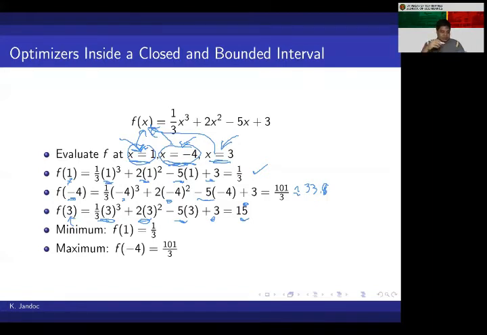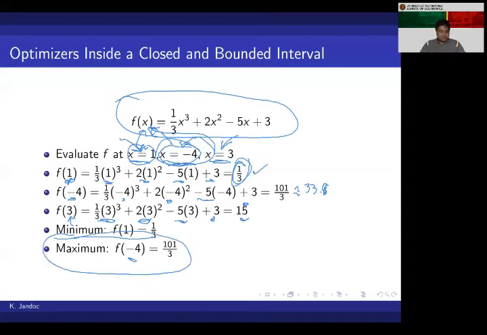So notice that this function over here attains its lowest value at x equals 1, which gives a value of 1/3. That's a minimum. And the highest value is attained at the point x equals negative 4, which gives around 33.8. The other one just gives 15. So, see, indeed, we have a minimum and a maximum.